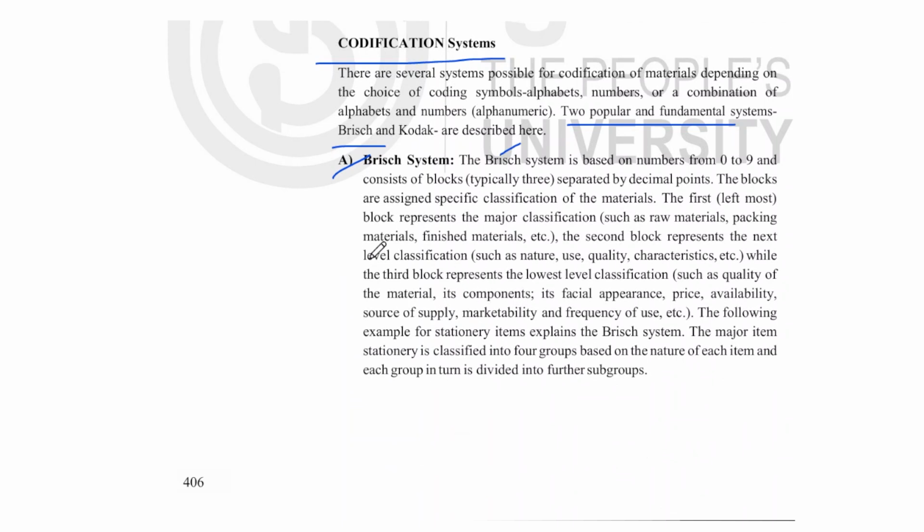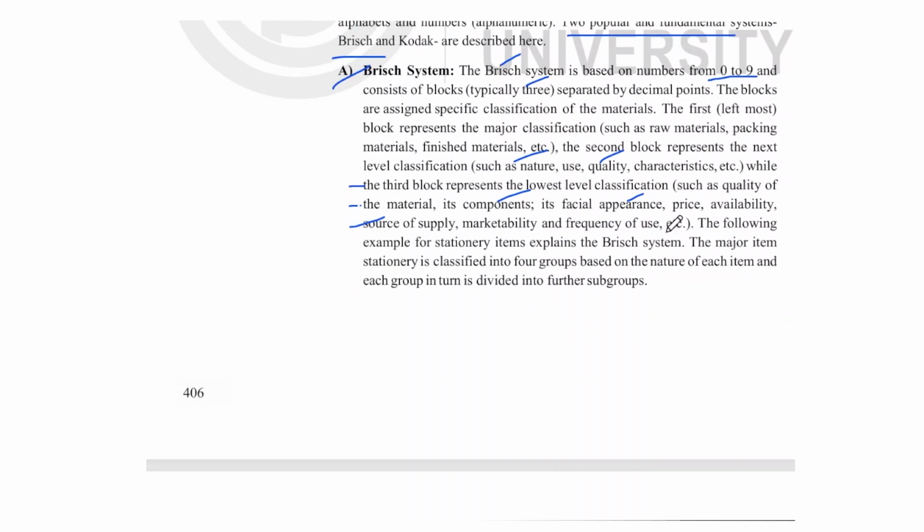The Brisch system is based on numbers from 0 to 9 and consists of blocks, typically 3, separated by a decimal point, and the blocks are assigned a specific classification of the materials. The leftmost block represents the major classification such as raw materials, packing material, finished material, etc. The second block represents the next level classification such as nature, use, quality, characteristics, etc. While the third block represents the lowest level classification such as quality of the material, its component, and its appearance, that is price, availability, source of supply, marketability, and frequency of use, etc.